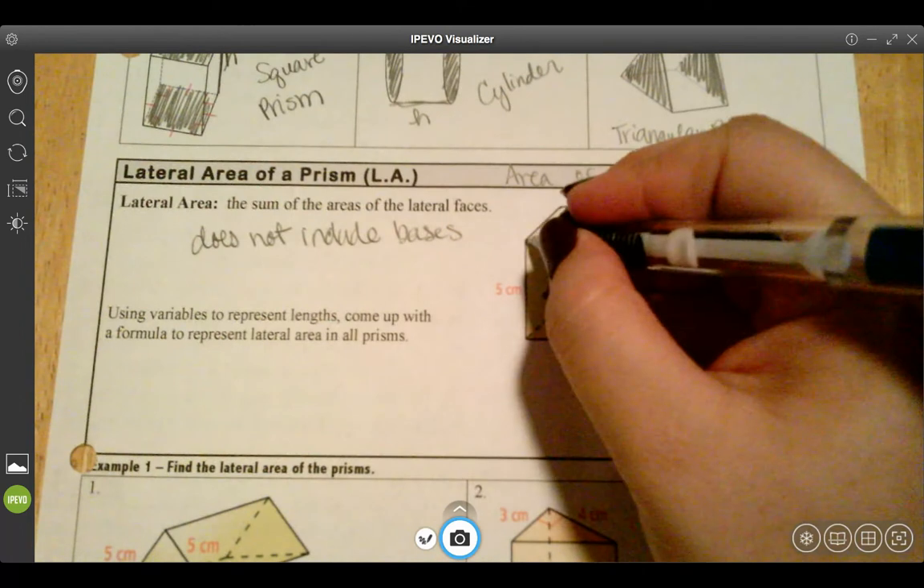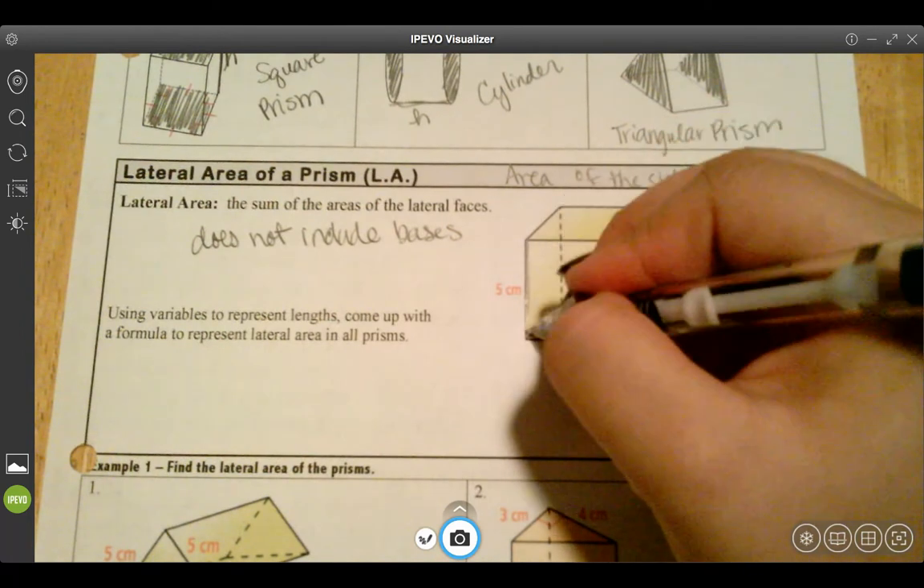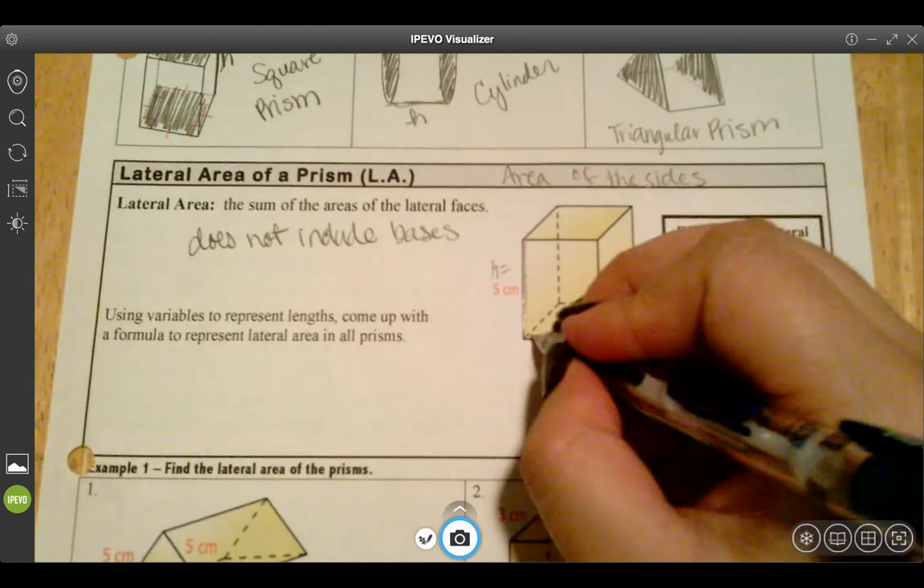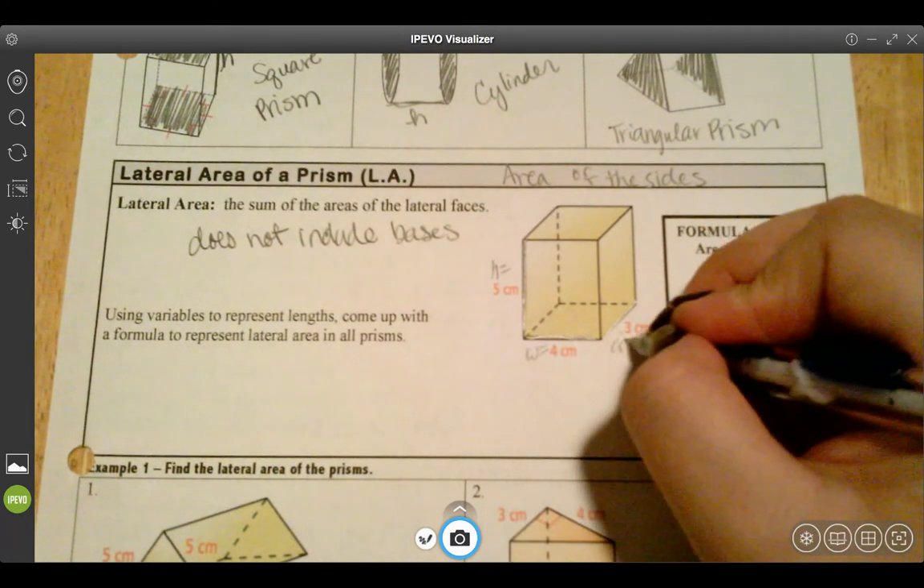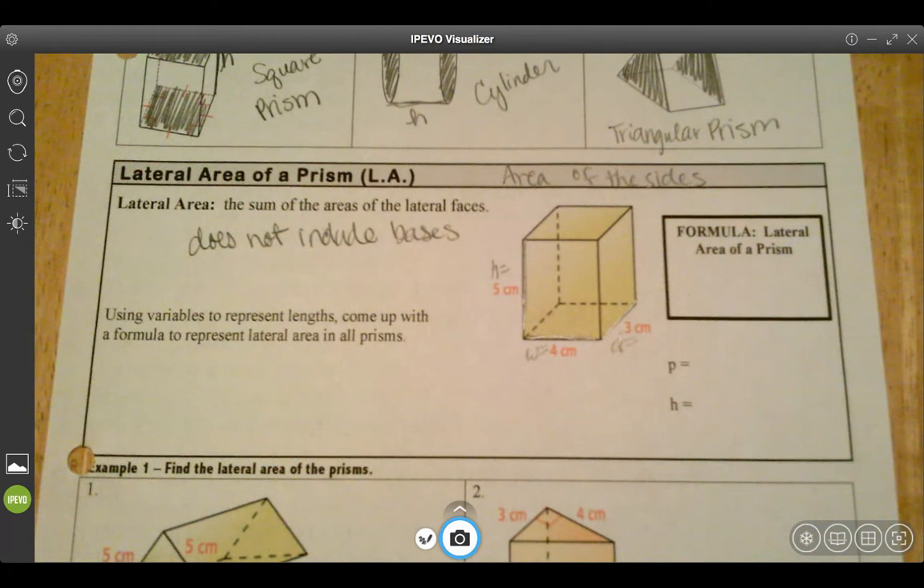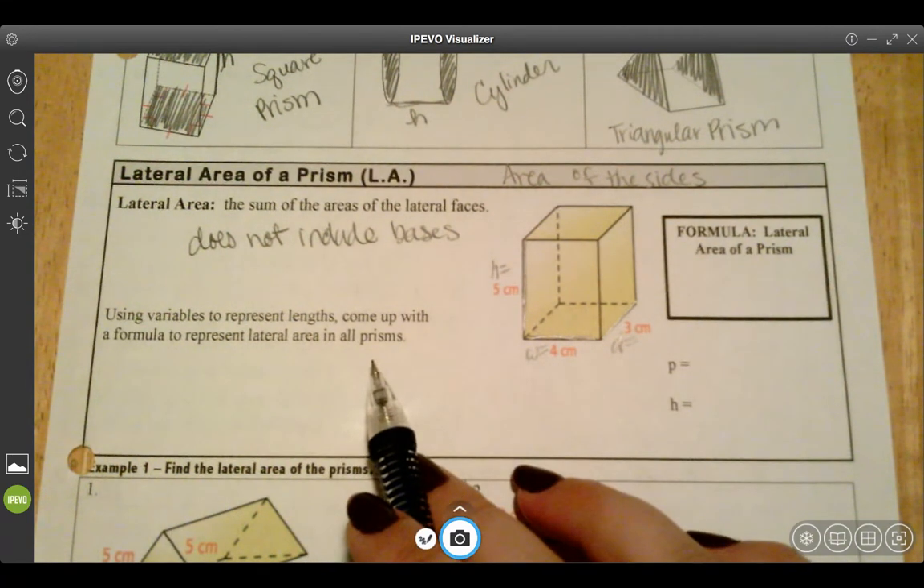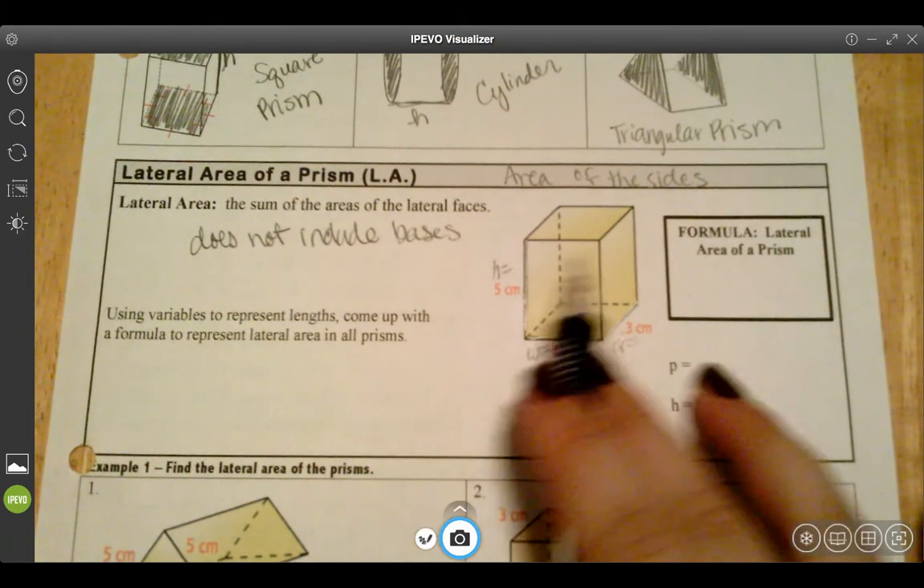I'm going to call this side my height. We'll call this side my width, and we'll call this side my depth. So we've got a height, a width, and a depth. Using variables to represent the lengths, come up with a formula to represent the lateral area for the prisms. And we're going to use this as our example.